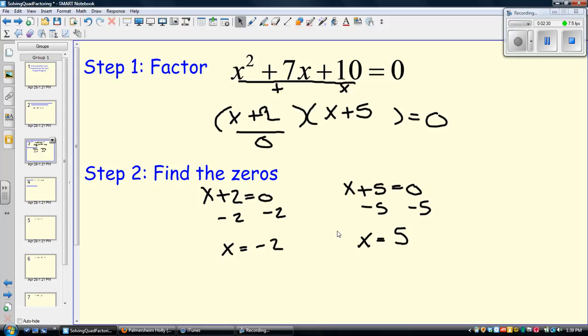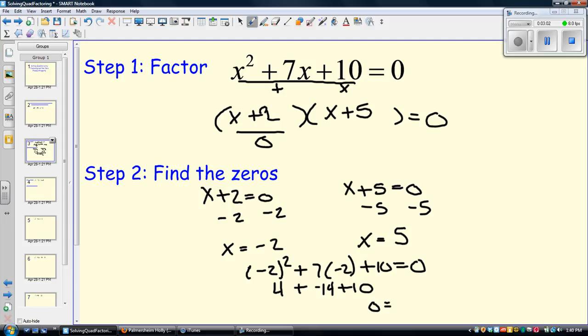And we can always substitute that in by saying, okay, if I take negative 2 squared plus 7 times negative 2 plus 10 equals 0, and substitute out, negative 2 squared is 4, 7 times negative 2 is negative 14, 4 plus negative 14 is negative 10. Negative 10 plus 10 is 0. 0 equals 0.